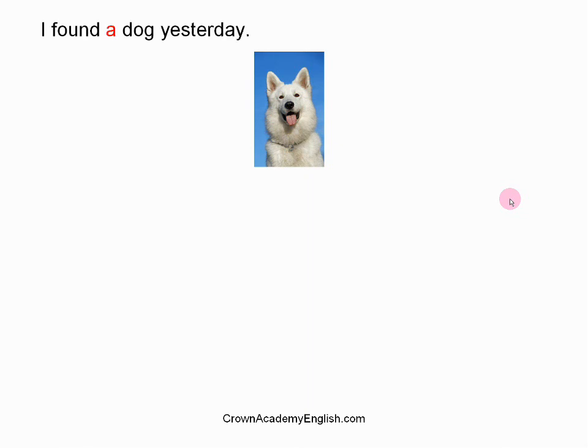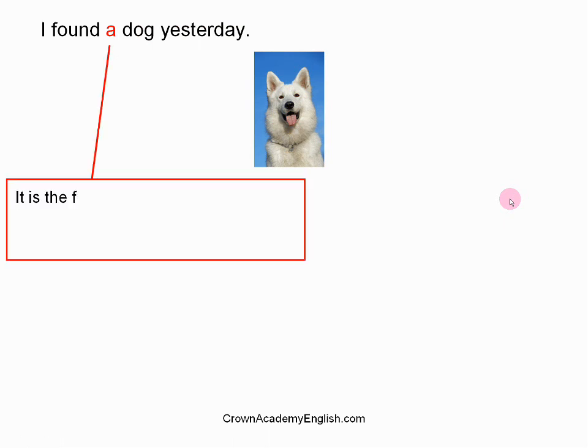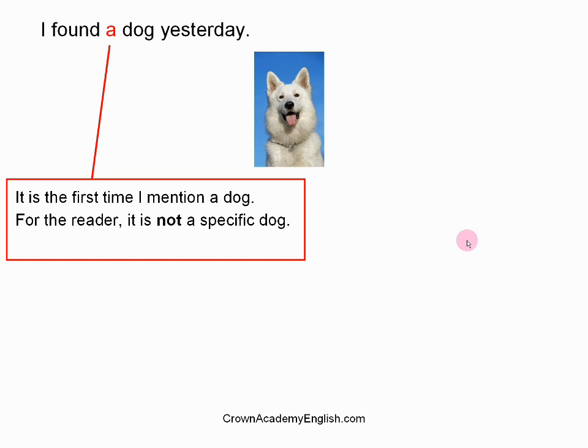Now let's look at an example. I found a dog yesterday. So here, this is the first time that I mention a dog, okay? And so for the reader or the listener, it is not a specific dog because we do not know the dog yet. It is the first time that I mention it. Therefore, we use the indefinite article, a dog.